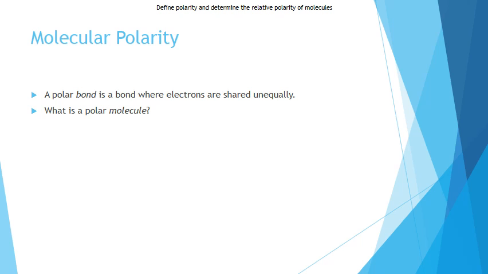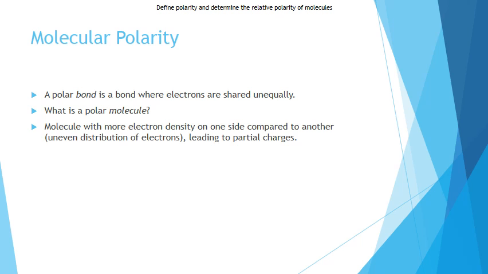But what makes for a polar molecule? How would I describe that? What situation would I describe a molecule as being polar? Well, a polar molecule is very similar to a polar bond. It's a molecule where we have more electron density on one side compared to the other of the molecule. In other words, there's an uneven distribution of electrons leading to partial charges on either side of the molecule, where one end of the molecule is partially positive, the other end is partially negative. Just like if we have a polar bond, one end of the bond is partially positive, the other end is partially negative, but now we're just applying it to the entire molecule.